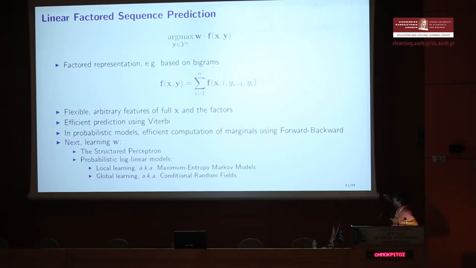They do sequence prediction by enumerating all possible sequences and doing a linear product. But if we want this maximization, there are several options. If we want this expression to be tractable, to be able to pick the best one, we can do it if we have factored representations, right? For example, bigrams, okay?